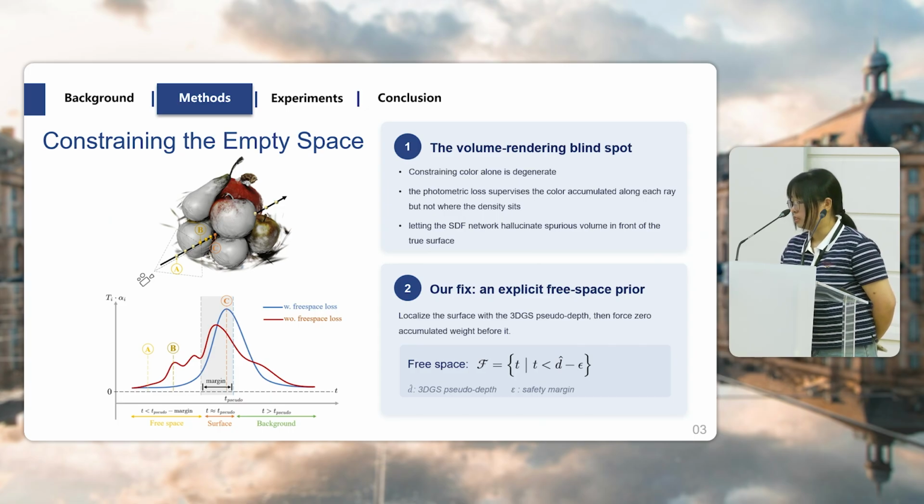Our fix is an explicit free space prior. The 3D GS depth tells us where the free space is, and epsilon serves as a tolerance margin to accommodate the errors in the pseudo depths. This step needs little precision. The depth only has to roughly tell us that the space in front of the surface is empty.